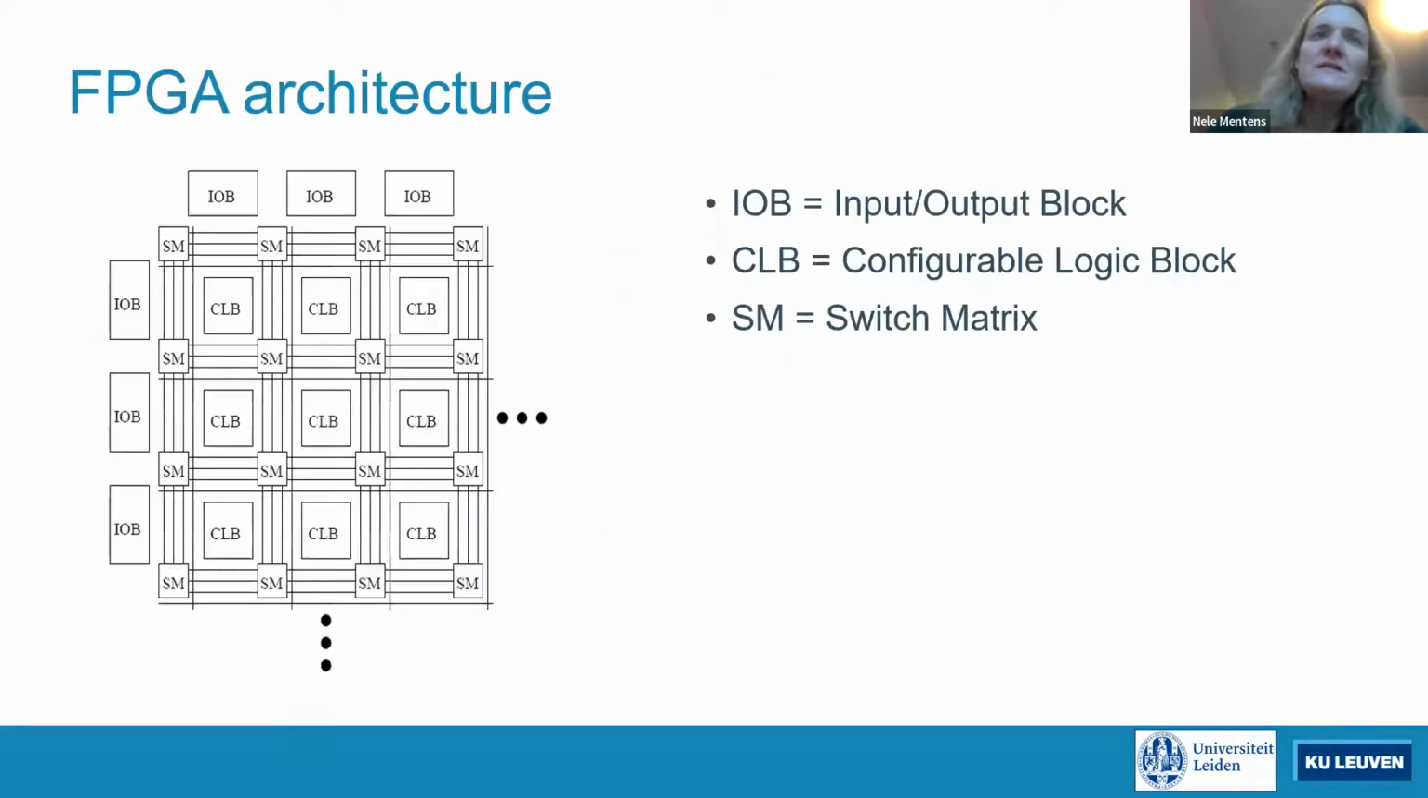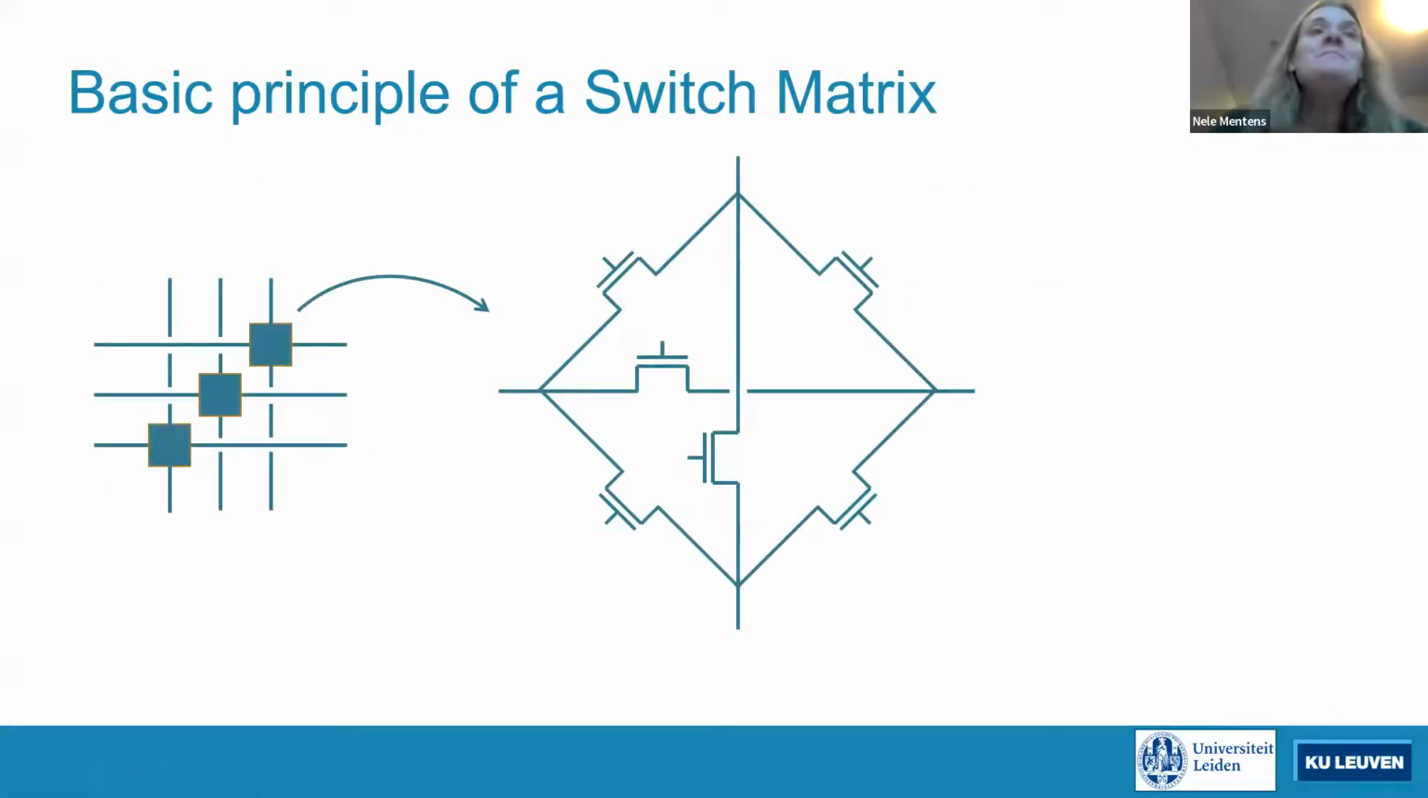Then the switch matrix, that was this building block here, which is used to connect the CLBs together. A basic architecture of such a switch matrix could be this one. So, for example, we have 2 lines crossing. Then we use a number of transistors or switches to determine which line should be connected to which one. For example, the top line can be connected to the bottom line when we make sure that this transistor is conducting.